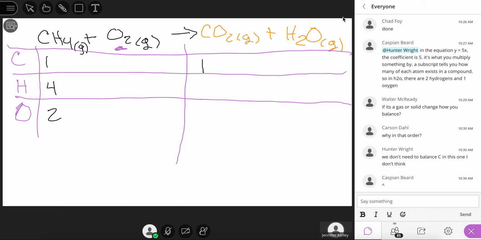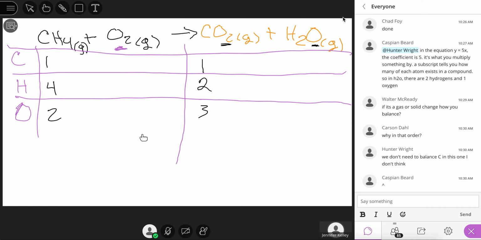On this side, we have 1 carbon, 2 hydrogen, and 3 oxygen. All right. So the carbon is balanced because on the left I have 1, and on the right I have 1. But you can see the 4 and the 2 for the hydrogen, that's not balanced. And then the 2 and the 3 for the oxygen, that's not balanced.